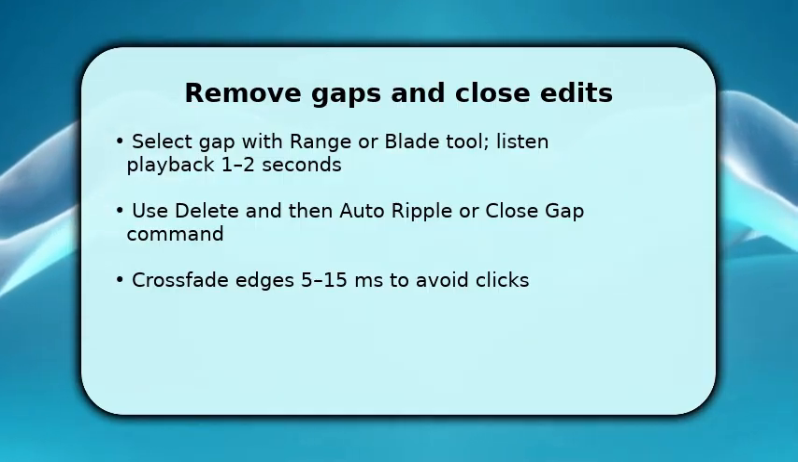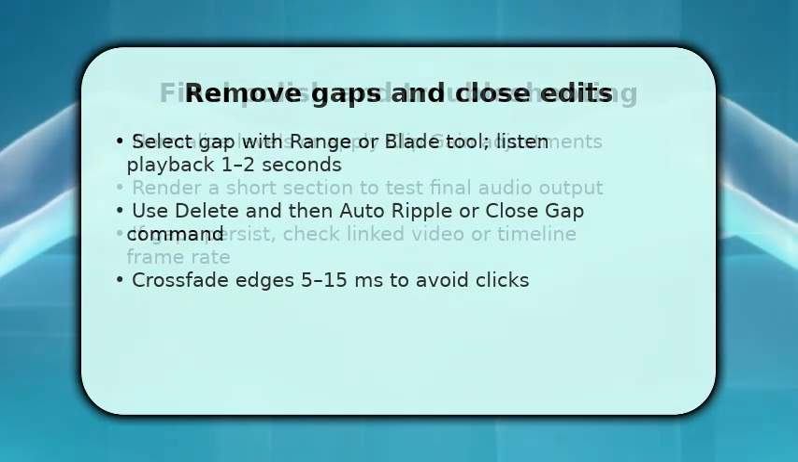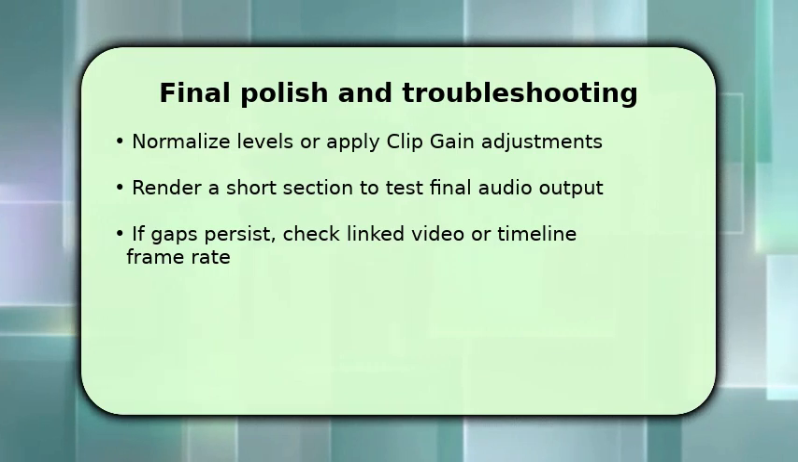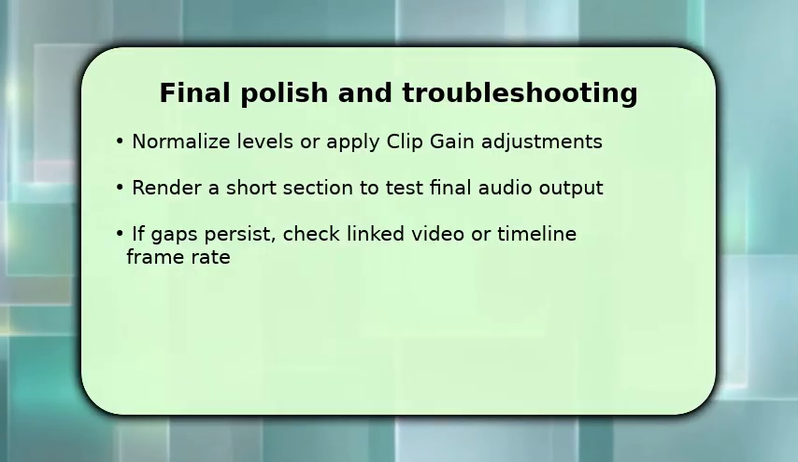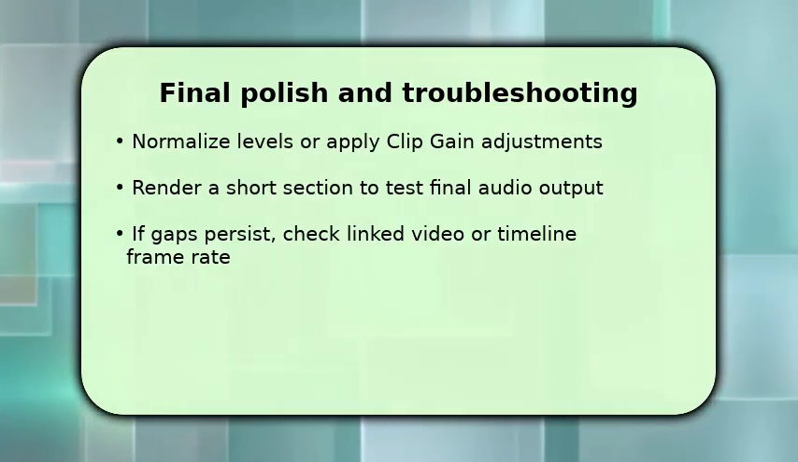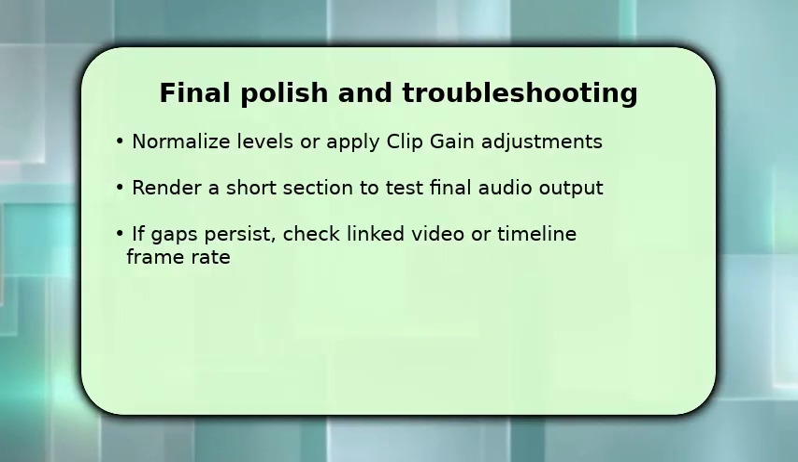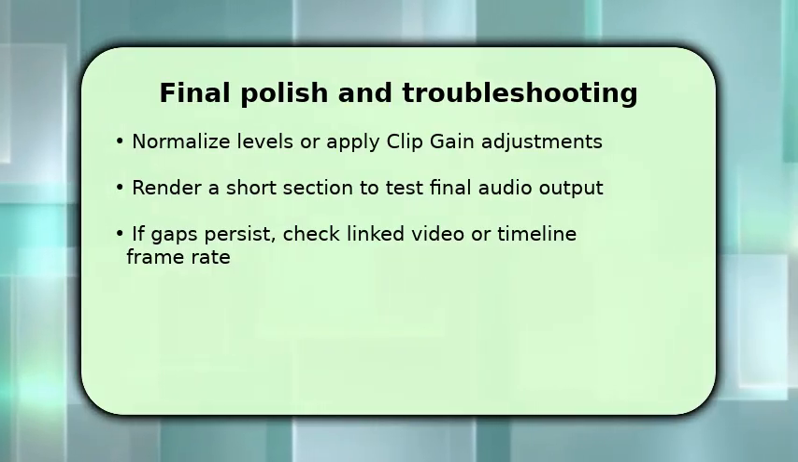You finish by balancing levels and rendering a short test to verify the fix. Normalize clips or use clip gain to smooth loudness differences introduced by trimming. Once done, listen across the splice points and render that section to confirm no artifacts remain.